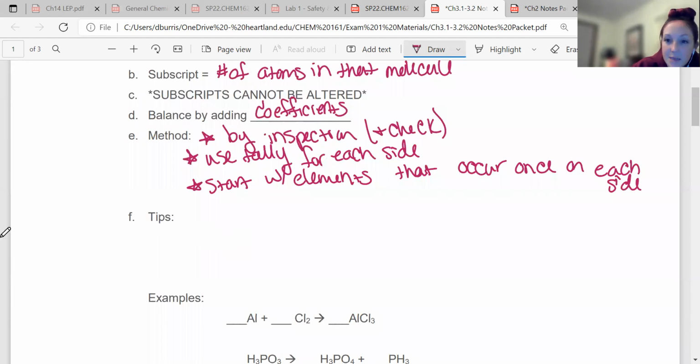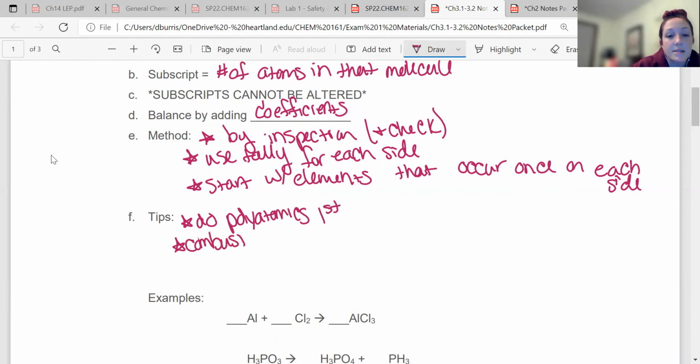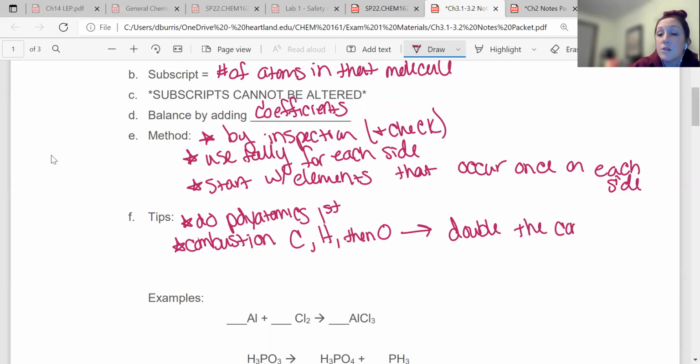I have a couple more tips. If you've got polyatomic ions, do those first, as long as they stay together anyway. If it's a combustion reaction, so something that makes carbon dioxide and water, do C and then H and then oxygen. It'll help. Also with combustion reactions, if it's not balancing and you keep getting this even-odd thing, try to double the complicated molecule or the hydrocarbon.